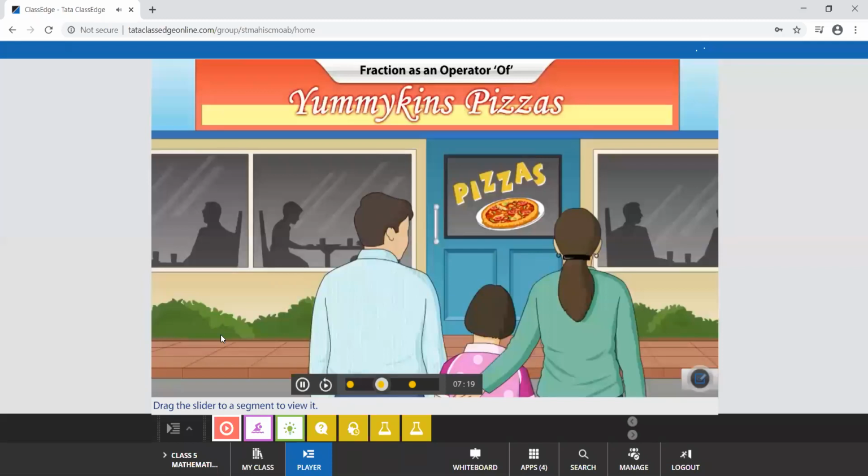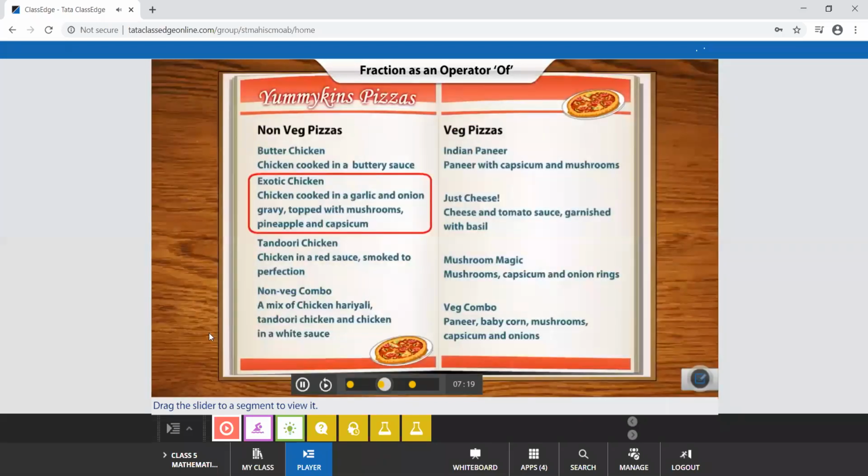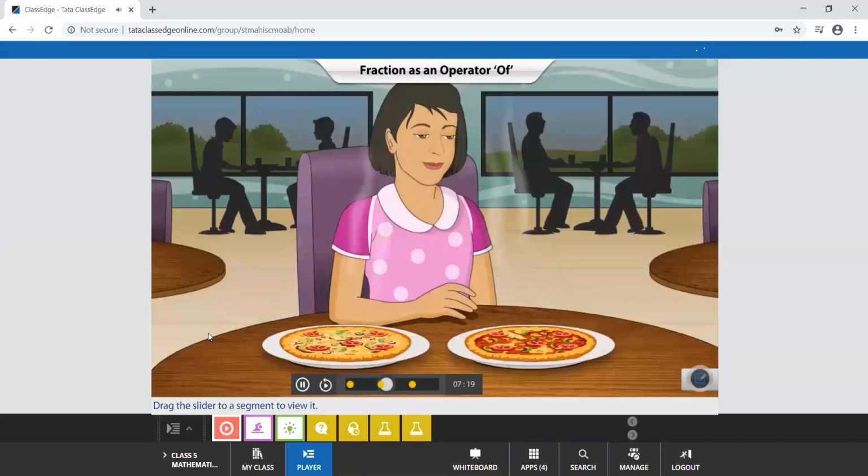Sonia won a gold medal for 100-meter sprint at her school athletics. Her parents have taken her to Yummykins Pizzas for a treat. Sonia orders an exotic chicken pizza and her parents order an Indian paneer pizza. The pizzas arrive and Sonia is tempted. She looks at both the pizzas and wants half of each. How much do you think is her share?